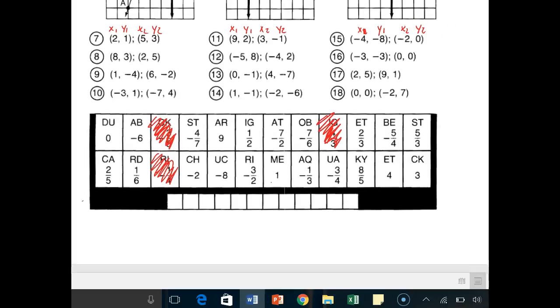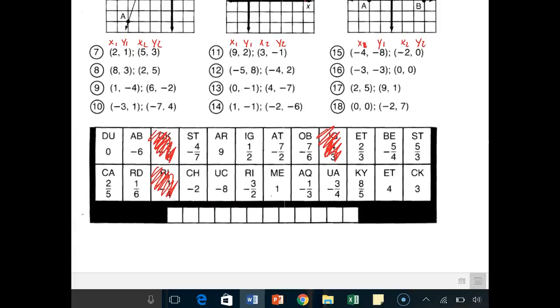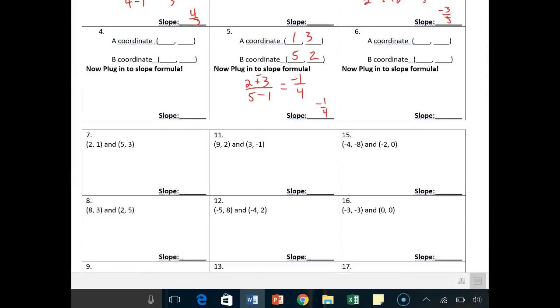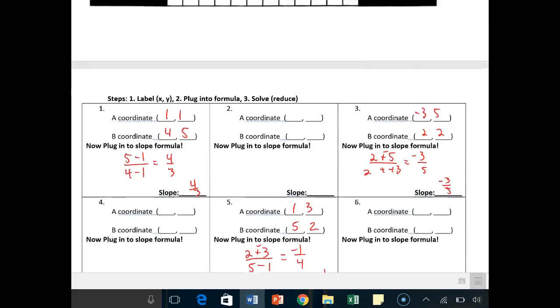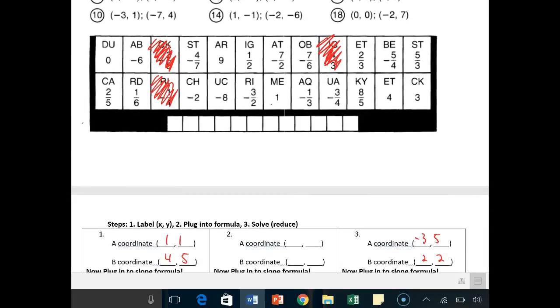So let's do number, say, 7 together. So 7, it's 2, 1, and 5, 3. So we'll say x1, y1, x2, y2, and we'll do 3 minus 1 over 5 minus 2, right? I have to do the y2 first, so that means I have to do x2 first on the bottom. So I get 2 over 3, and I go to the top. I find 2 thirds, and it's ET, and I cross it off.